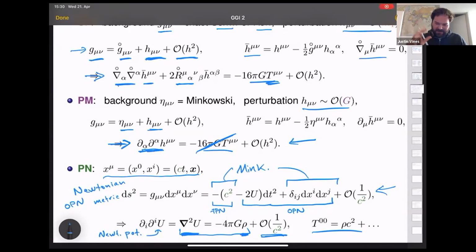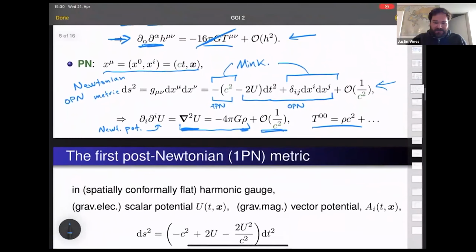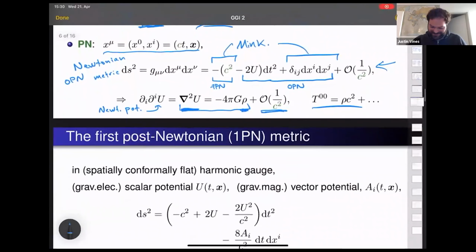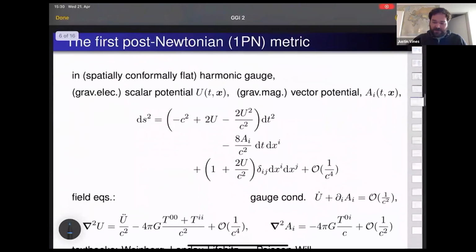So in just a moment, I will say more about what is physically going on with this metric and ways to interpret it. But let me first show you how this continues. So we go on and ask, okay, what about perturbation?